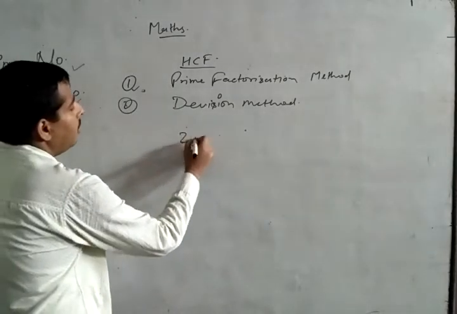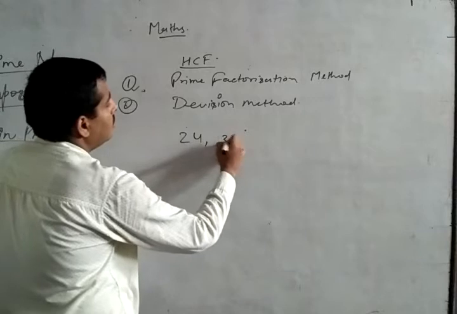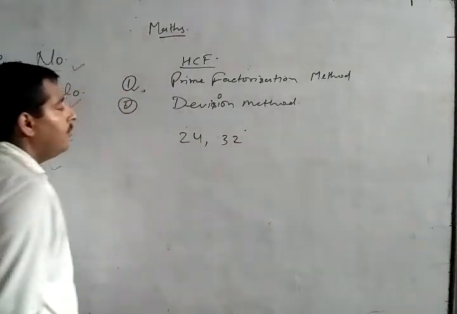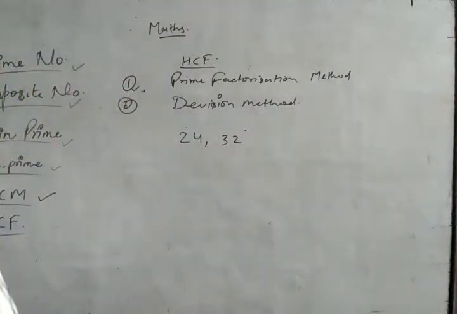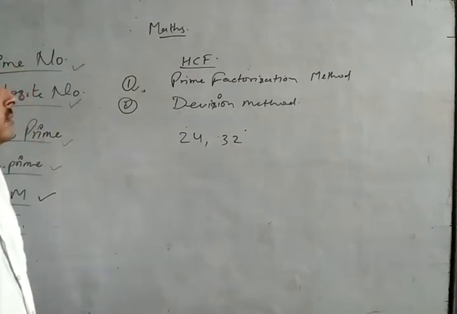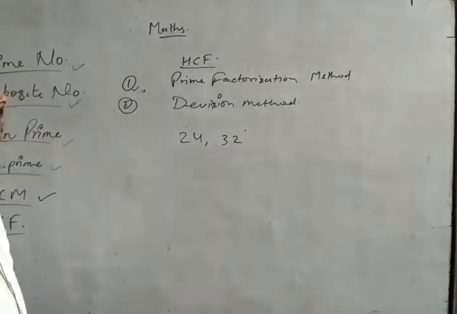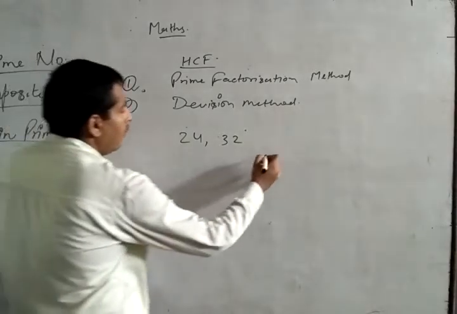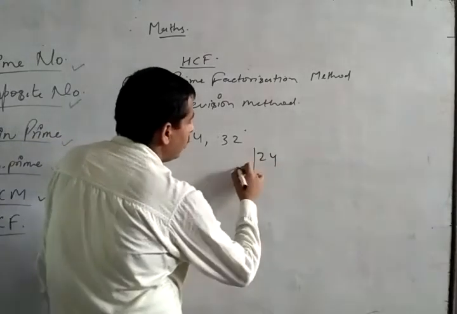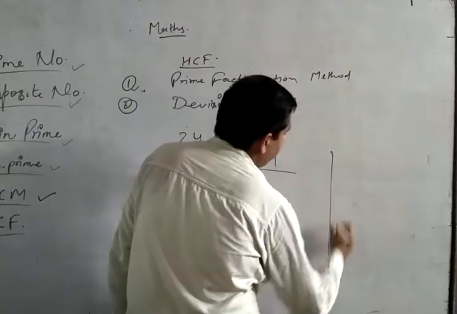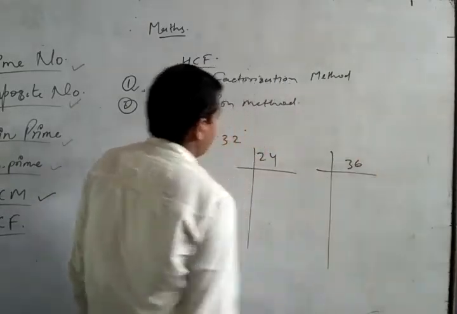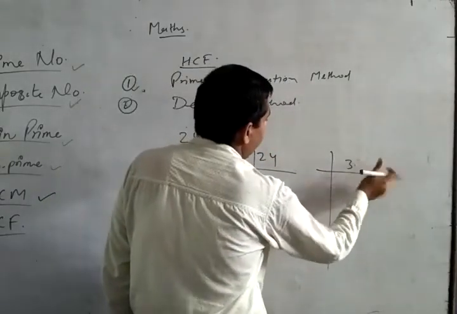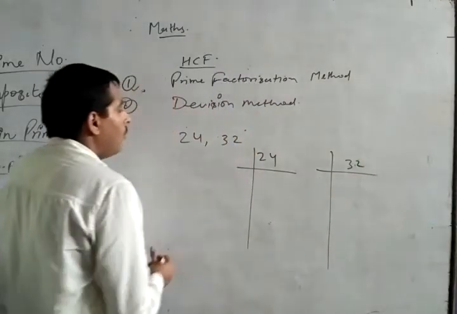Let's take an example of 24 and 32. We have these two numbers and we want to find the factors and find the HCF using the prime factorization method. First of all, we have to calculate the factors of 24 and the factors of 32 individually. How will we calculate?